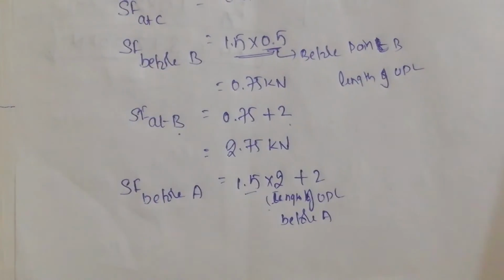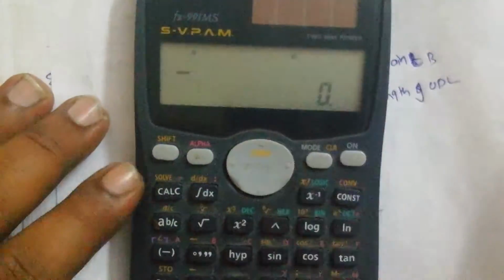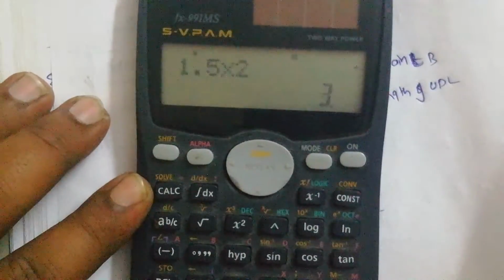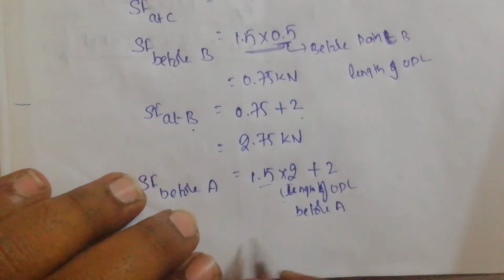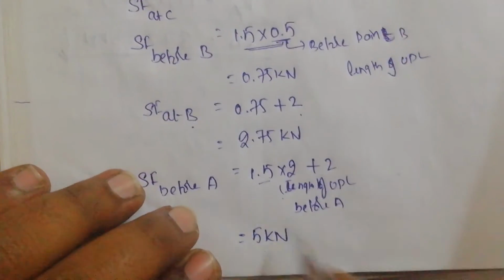Okay, so the total value we will check here in the calculator. We can do the calculation: 1.5 into 2 plus 2, so we are getting the value as 5 kilonewton.